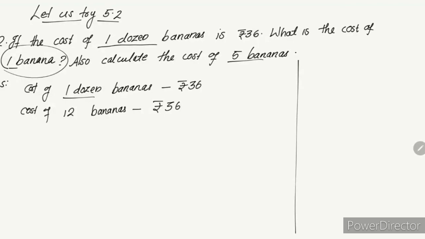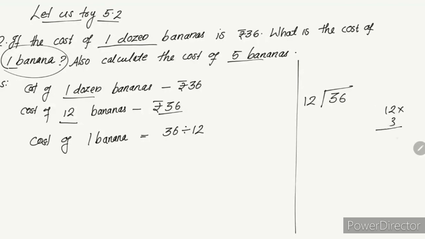How can we find the cost of 1 banana? Here the cost of 12 bananas is 36. So cost of 1 banana equals 36 divided by 12. What is 36 divided by 12? 12 into 3. 3 into 2, 6. 3 into 1, 3. And we will get 3. 3 into 12, 36 and 0 as remainder. Here 36 divided by 12 is 3. What is 3? Cost of one banana. Cost of one banana is 3 rupees.